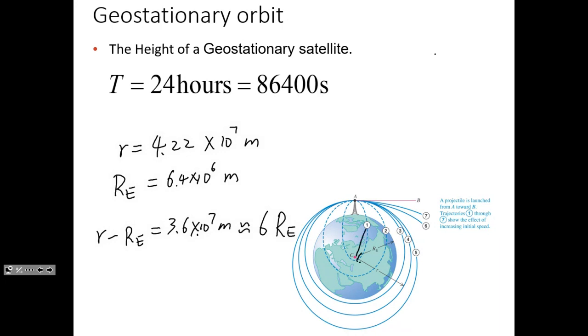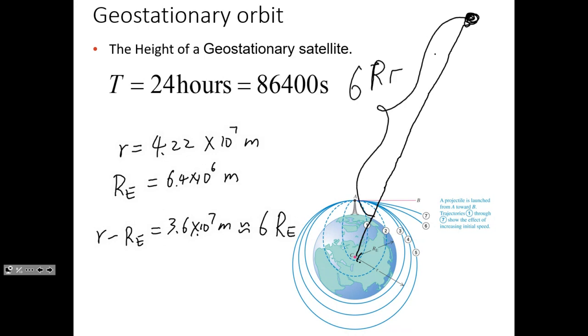So we need to send this satellite, this is 1, 2, 3, 4, 5, 6. So roughly you need to send your satellite 6 times R_E to space, so it becomes a geostationary satellite.